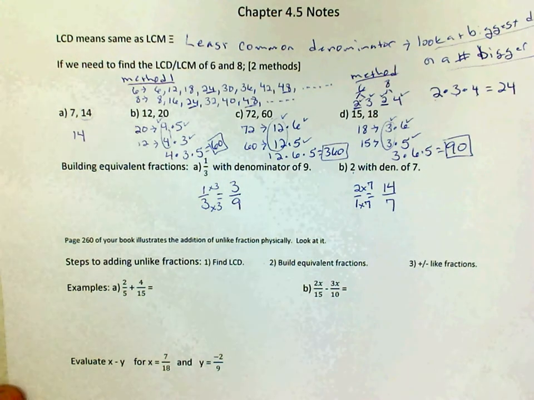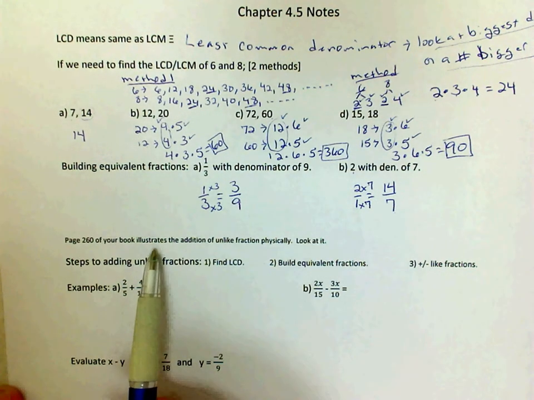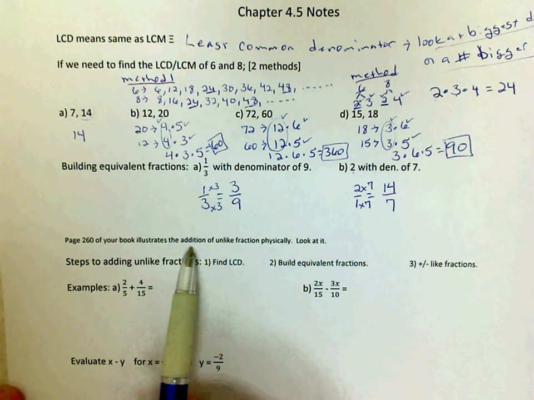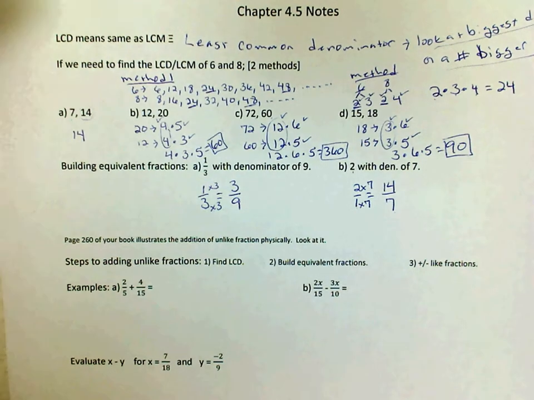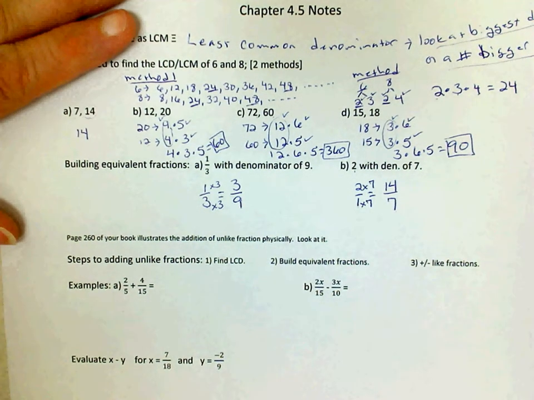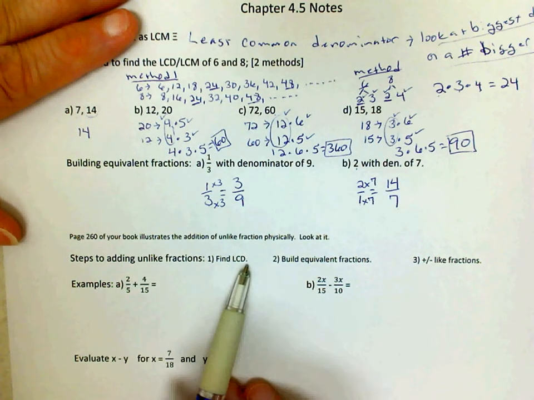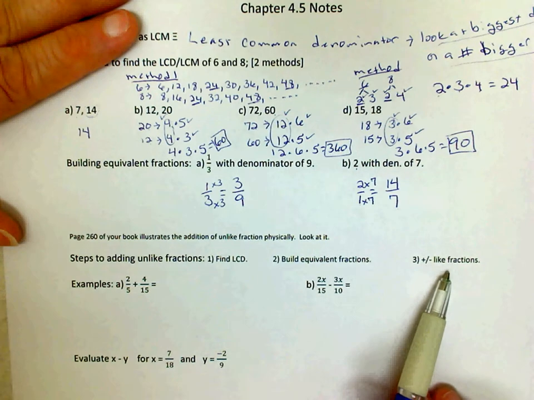Now, in your book on page 260, there's an illustration that shows how to add unlike fractions physically. Make sure to look at it on your own. So, steps to adding unlike fractions: find the LCD, build equivalent fractions, then add or subtract like fractions.